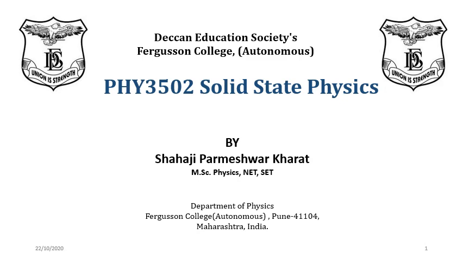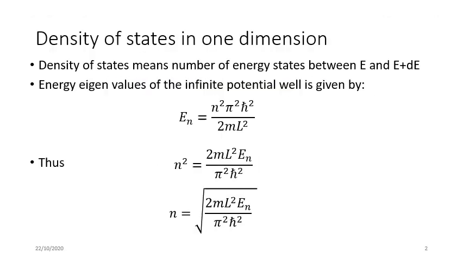Hello students, in this lecture I am going to tell you about density of states in one dimension. In the previous lecture we have seen the one-dimensional infinite potential well. The length of this potential well is from 0 to L, and we have defined three regions: first, second and third.